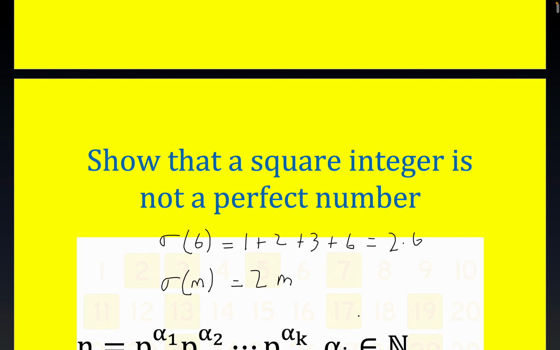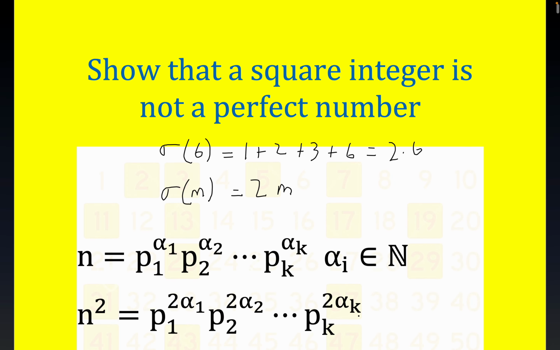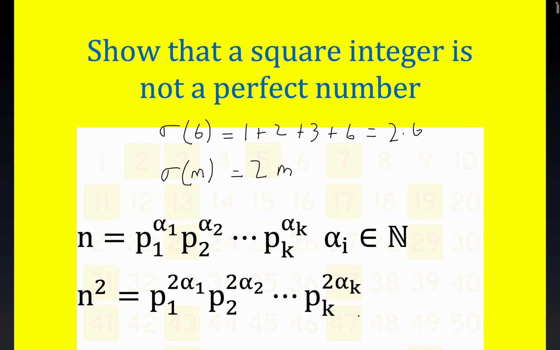Now we're going to try to show that a square integer is not a perfect number. An arbitrary integer always has a canonical prime factorization. These alpha sub i's could be 0 also, I think, but we're going to just take them to be positive integers. And also, of course, the p sub i's are prime. All right.